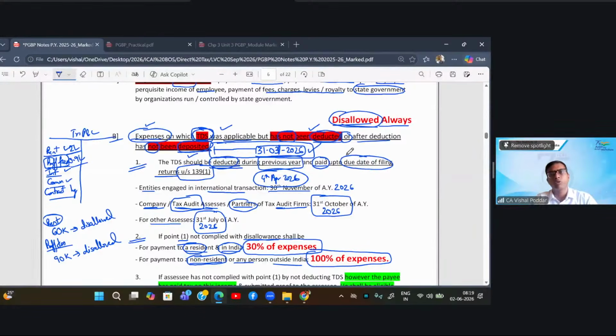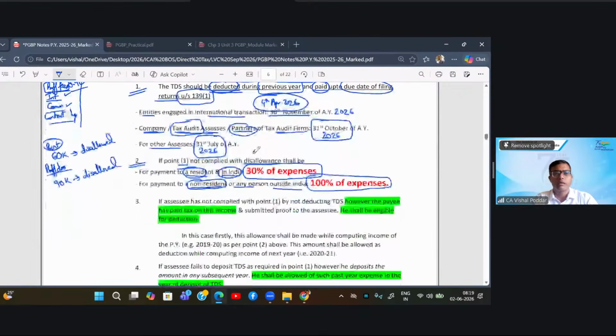Now, let us say you did not do the first one itself. You forgot to deduct the tax. So we saw that this will be your disallowance. However, there is a relaxation. What is the relaxation? Let us say you failed to deduct my TDS. So you have not complied with this section's requirement.